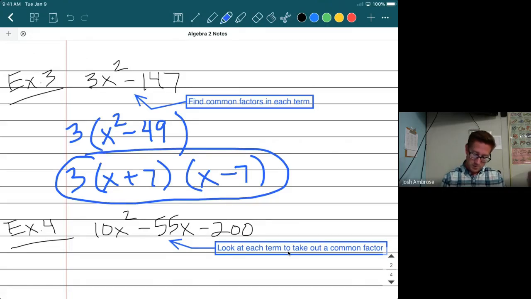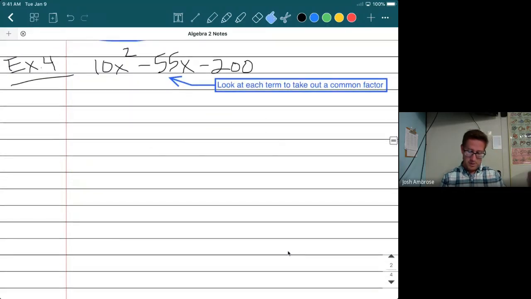All right, let's move on. We're looking at our final example right here. Look at each term. There must be a common factor. What is that common factor?